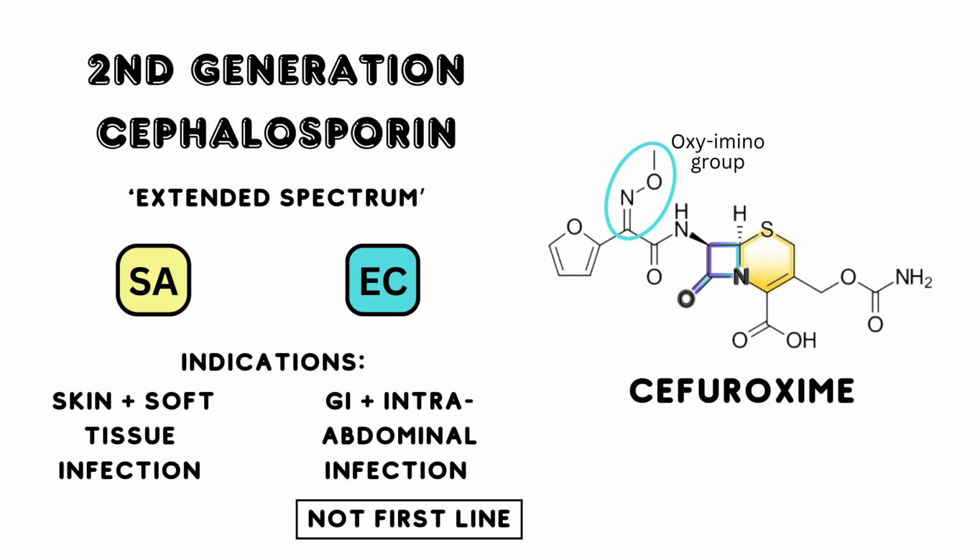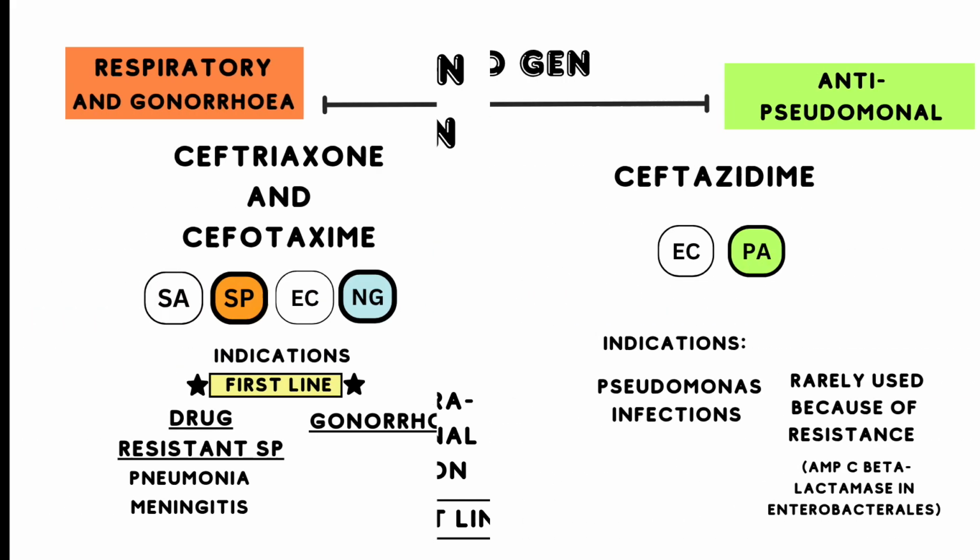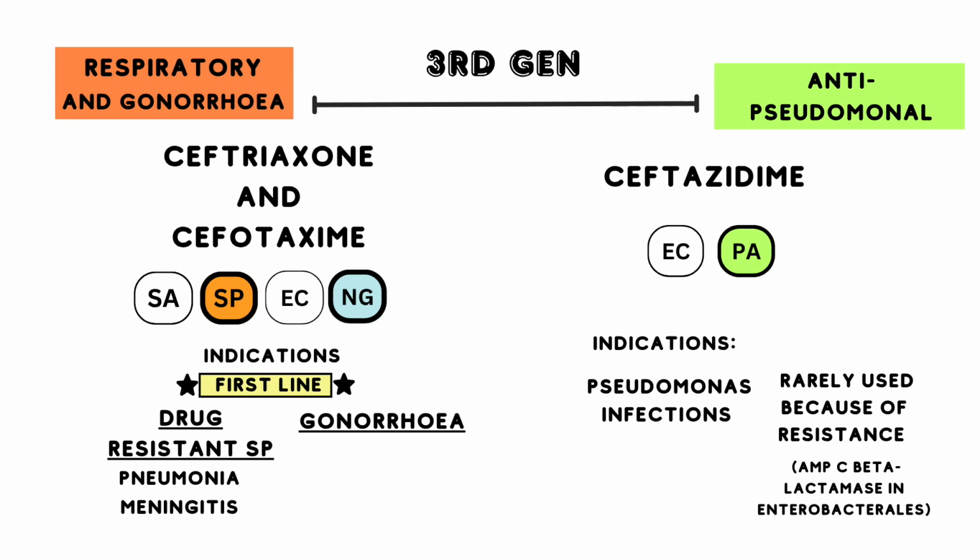Cefuroxime retains activity against Staph aureus and is also used in skin and soft tissue infections. The third gens are a much larger group of cephalosporins and mostly IV only. So there are two types of third generation cephalosporins. So we have the respiratory and anti-gonococcal cephalosporins, which have activity against strep pneumoniae and Neisseria gonorrhea.